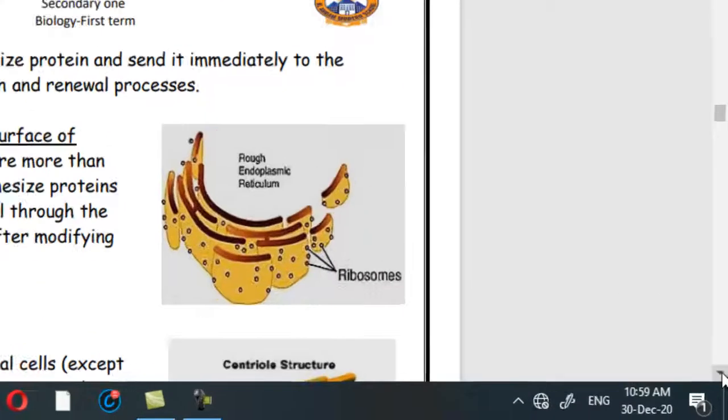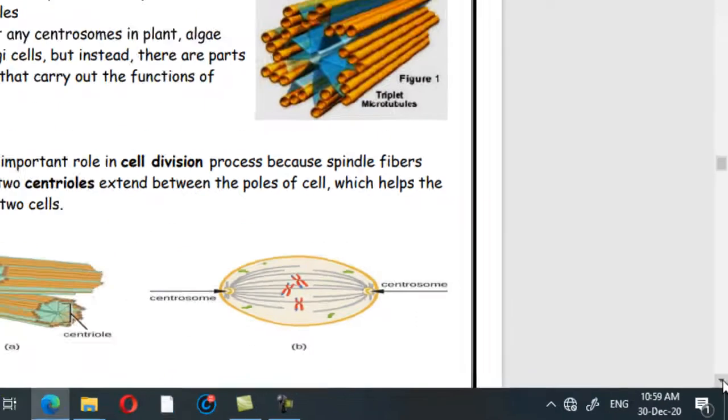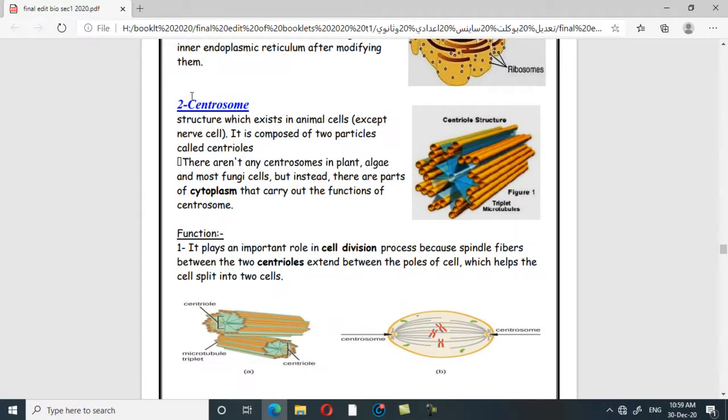The second non-membranous organelle is the centrosome. Note that the centrosome is found inside the animal cell only; it isn't found in the plant cell. It's the structure responsible for cell division and for making the filaments inside the cell. Filaments like the spindle fibers, which are spread between the two poles of the cell for the chromosomes to arrange and be divided. So the centrosome helps in the division of the cell.